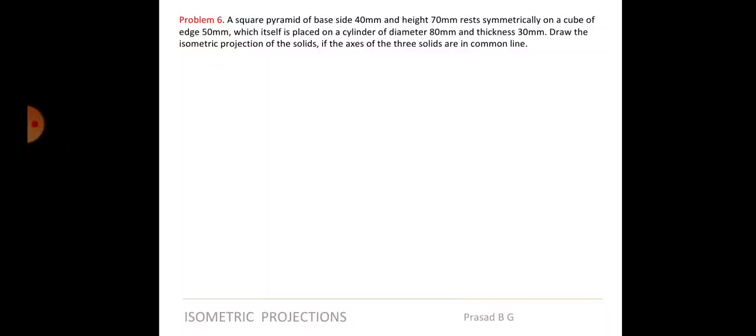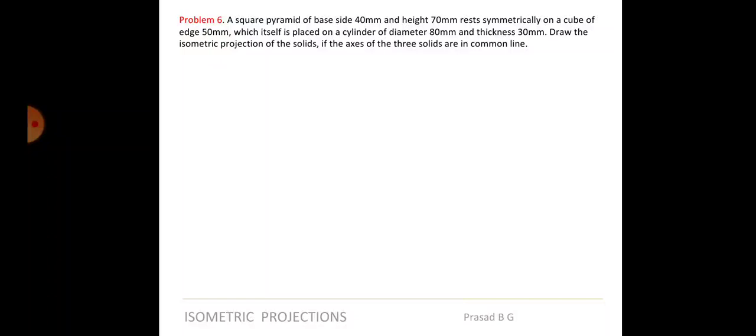A square pyramid it is, of base side 40 mm and height 70 mm, is resting symmetrically on a cube of edge 50 mm. So I want you to actually visualize this, imagine this. There is a square pyramid. That square pyramid is kept on top of a cube. So size of the cube is 50 millimeters. So there is a cube, and on top of the cube there is a pyramid.